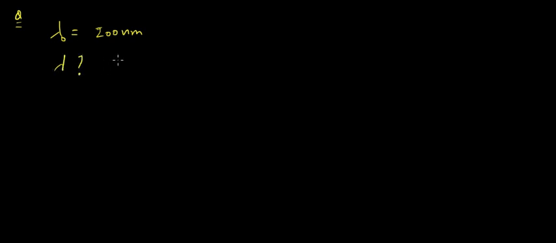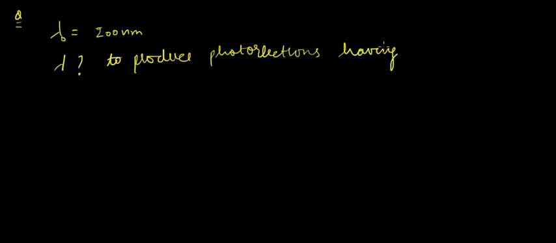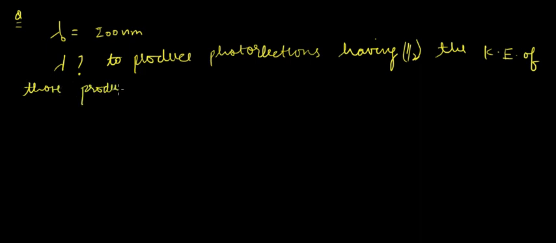What would be the wavelength of radiation to produce photoelectrons having half the kinetic energy of those produced by wavelength of 120 nanometer? Okay, so let's see this.